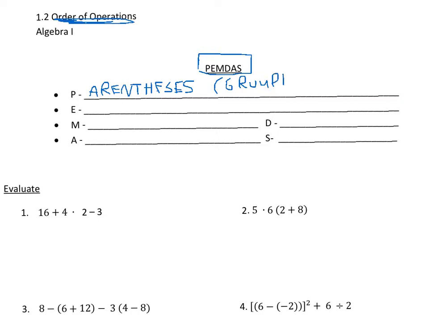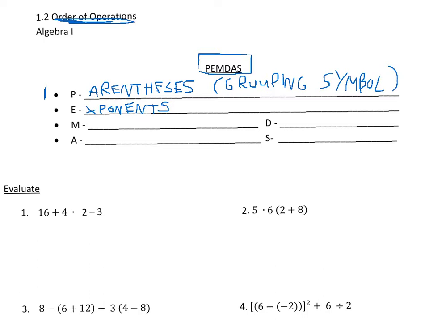As soon as you see this, you have to take care of this first. It's the very first thing you have to do. You'll hear me say this a lot, even when we solve equations. When you see parentheses, they're like the flashing lights. You've got to take care of that first. That's your first priority, so I'll put a 1 right next to it. Okay, E is exponents, which we're probably not going to do a whole lot of work with, but we will later in the year.